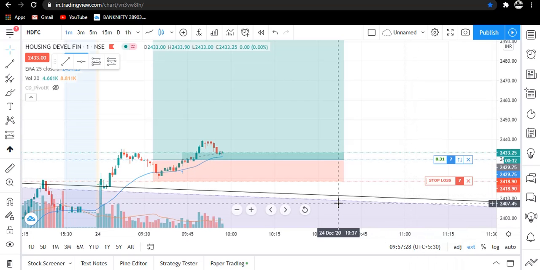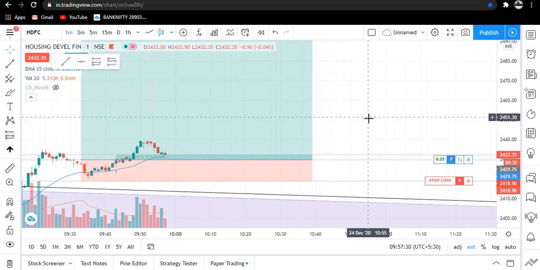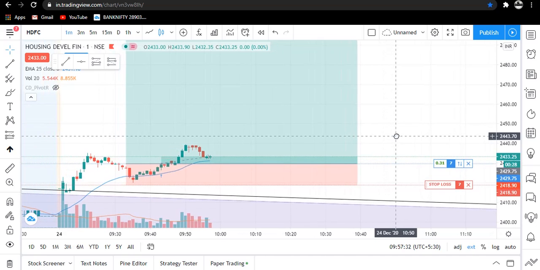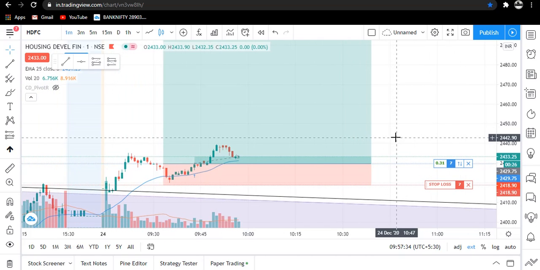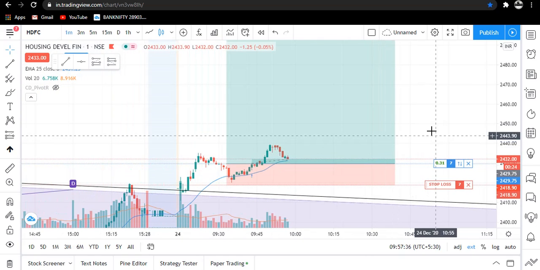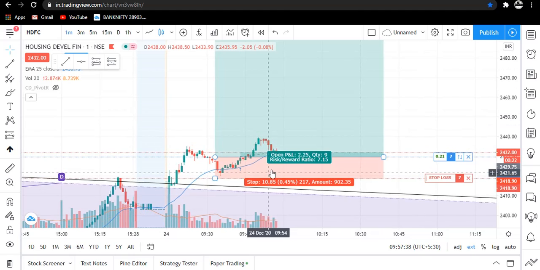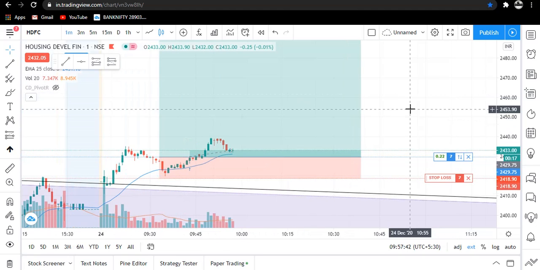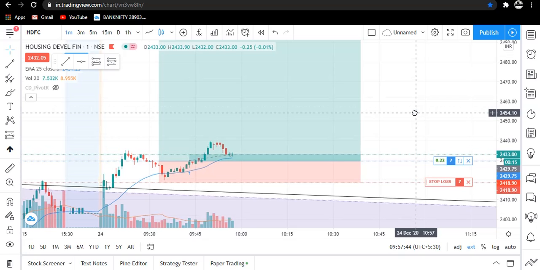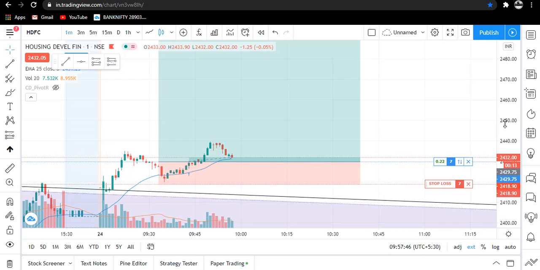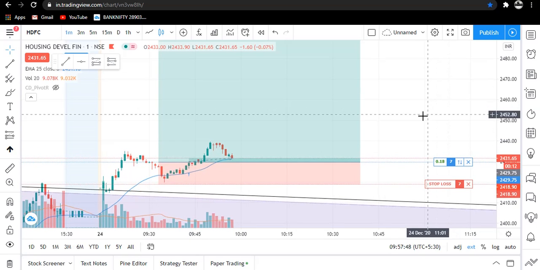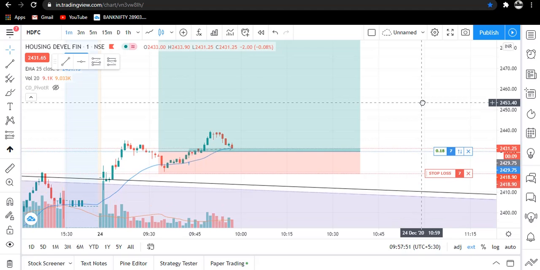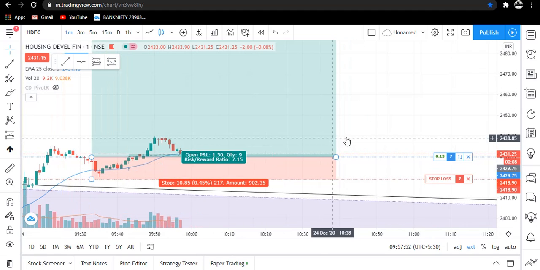Okay traders, so coming on to today's trade. I have taken a trade in HDFC, which was for a breakout of a triangle pattern. When we entered, it showed good momentum toward the upside, but now it's again coming downside. Okay traders, so this is the trade which is going on.